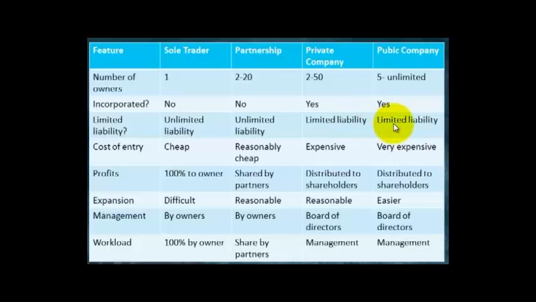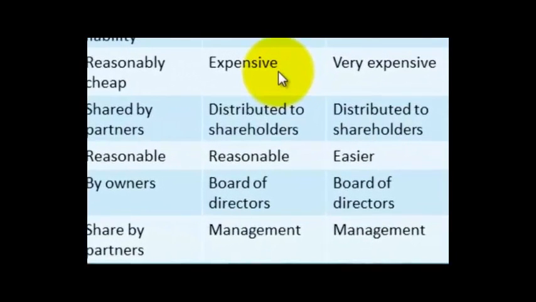There are some downsides. The cost of entry is one, where because you have to adhere to so many regulations and laws in the Companies Act, it's very expensive to set up and to administer every year. In terms of the profits, if I have a 10% shareholding in a private company, I'm going to get 10% of the profits. In relation to a public company, I might hold 1,000 shares. The board of directors decide that they will allocate 10 cents per share, so I'm going to get $100.